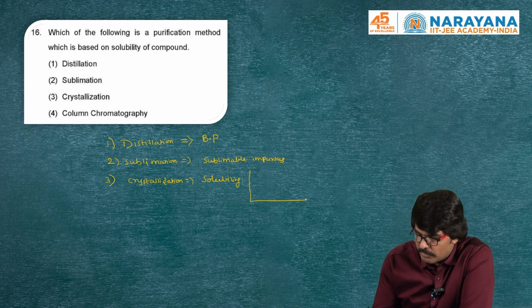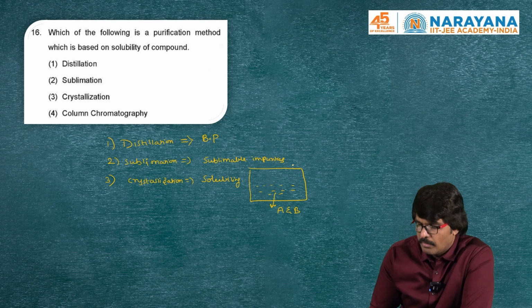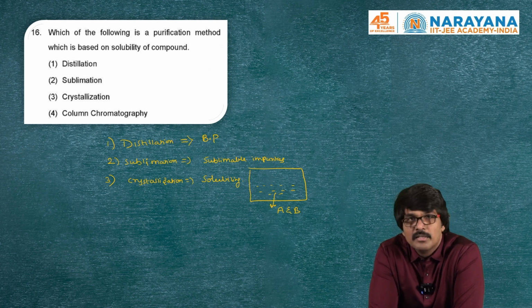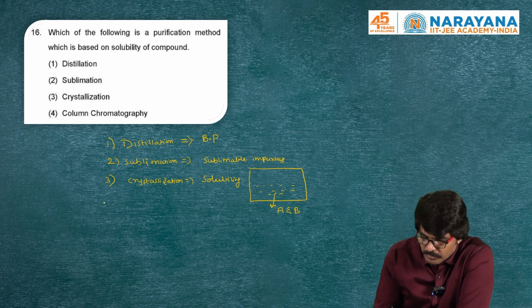For example, we have two components in the mixture, one is A and another one is B. If one is more soluble and the other is less soluble, so the solubilities are different, when you control the temperature, one of the components will remain as a precipitate, and the remaining component present in the solution is subjected to crystallization. So generally we choose the crystallization technique when the solubilities of the components are different. And the next one is column chromatography.